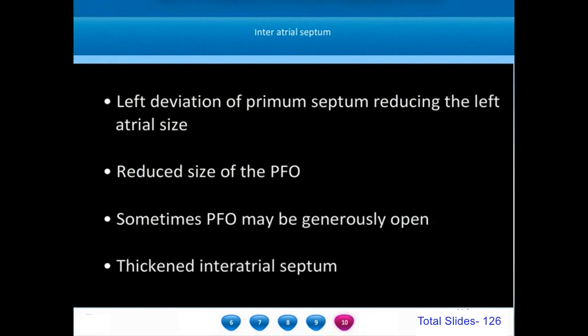When we move on to the interatrial septum, leftward deviation of the primum septum is often seen, and this results in reduction in the size of the left atrium. Most often, the patent foramen ovale is very small and is restrictive. Sometimes the PFO may be generously open. Interatrial septum is often thickened, sometimes very muscular, and there may not be an interatrial communication at all in some patients.